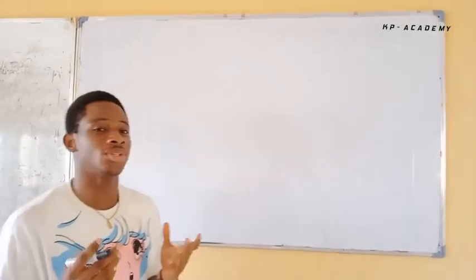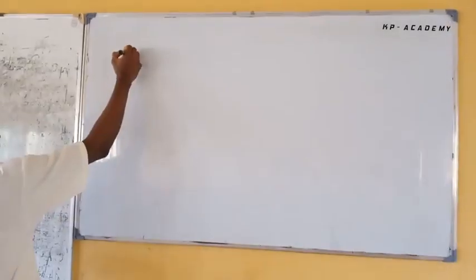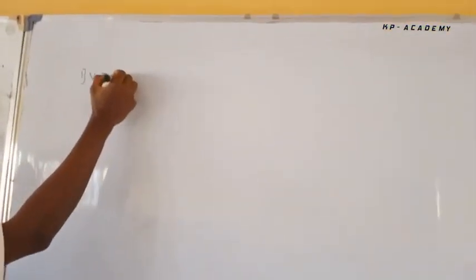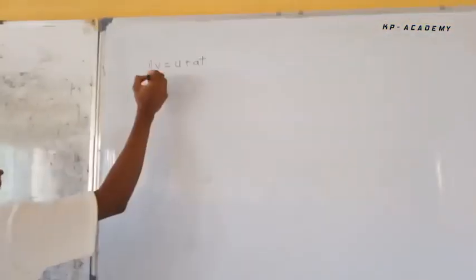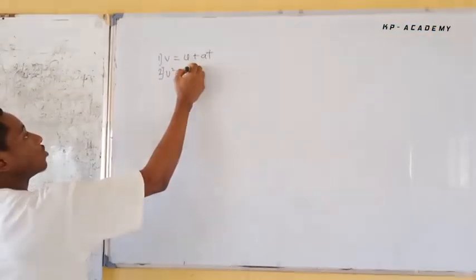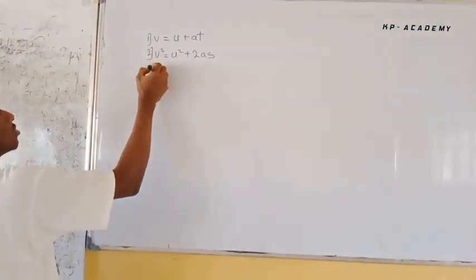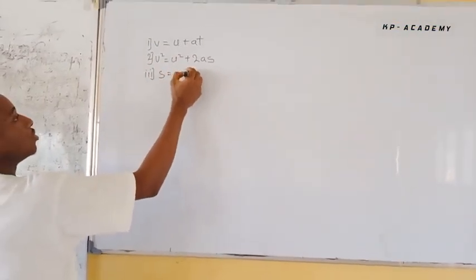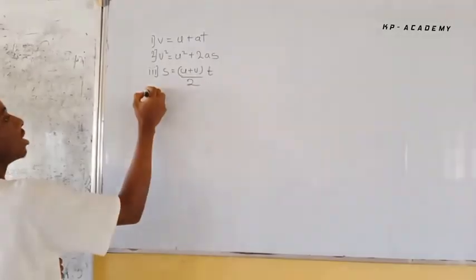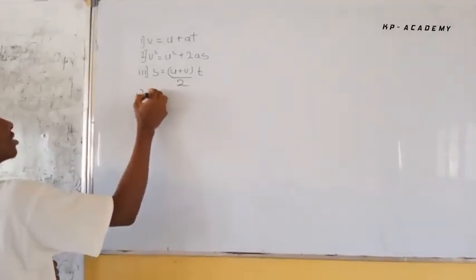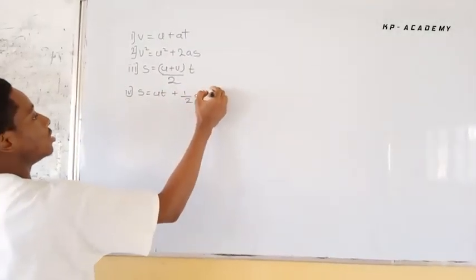In our previous class, we were able to derive the equations of motion, which are: number one, v equals u plus at, and two, v squared is equal to u squared plus 2as. Three, s is equal to u plus v, all divided by 2, times t. And lastly, four, s is equal to ut plus 1 over 2 at squared.